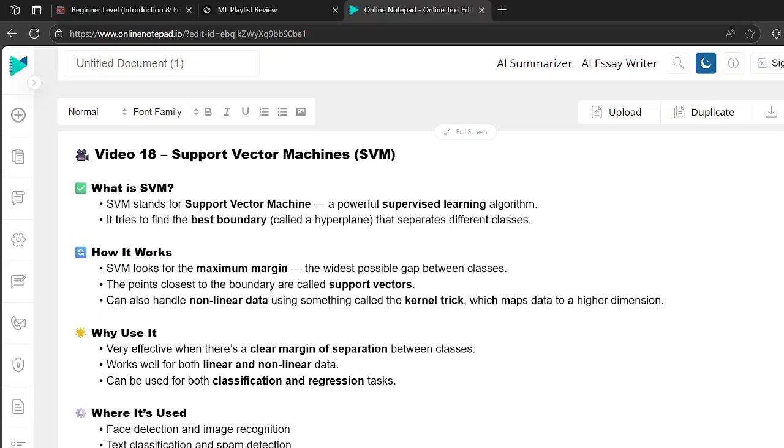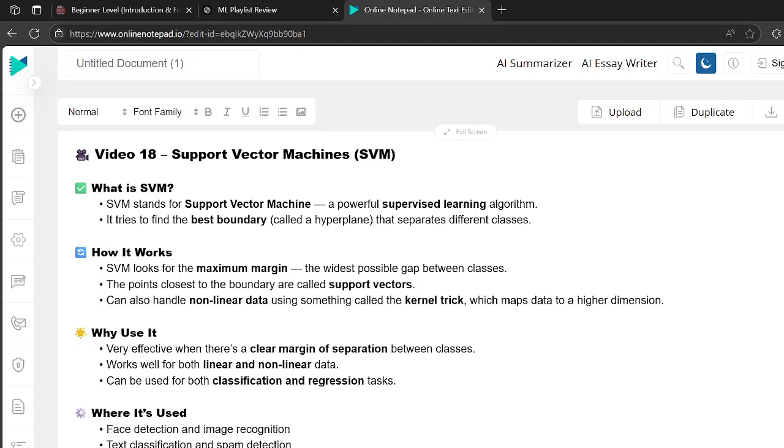Once the gap is found, the points closest to the boundary are called support vectors. Alright, I will explain more. These points closest to the boundary of the gap among these classes are called support vectors, right?